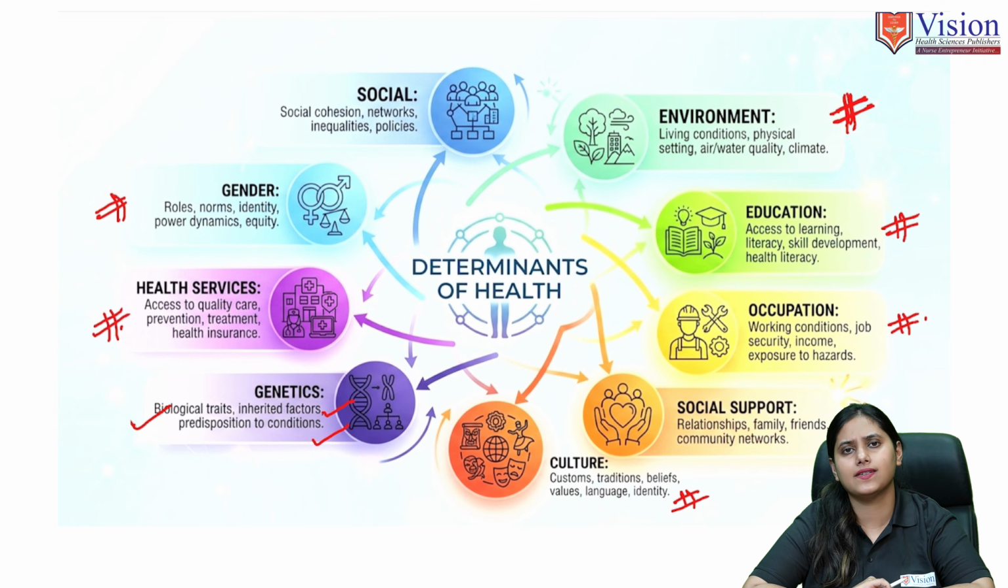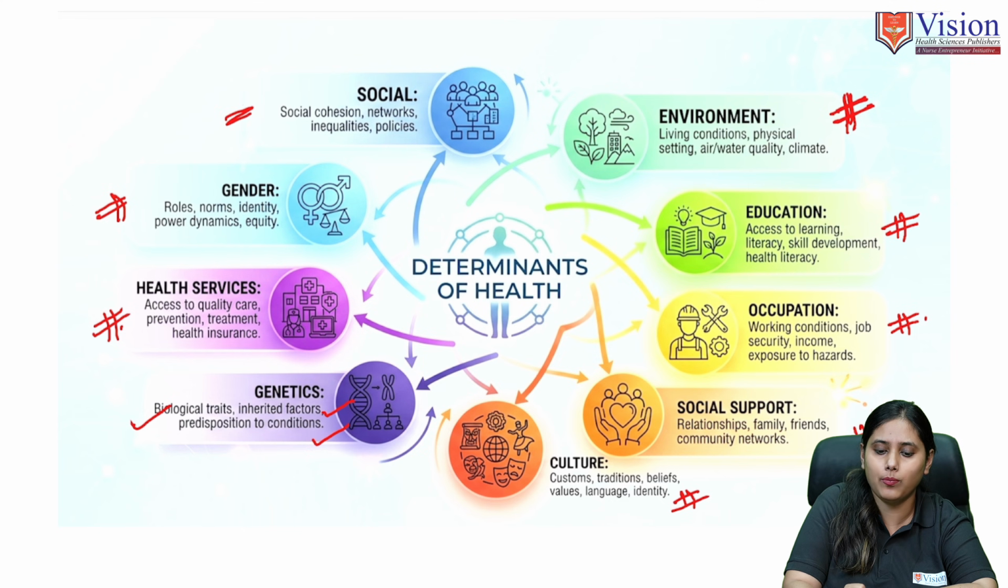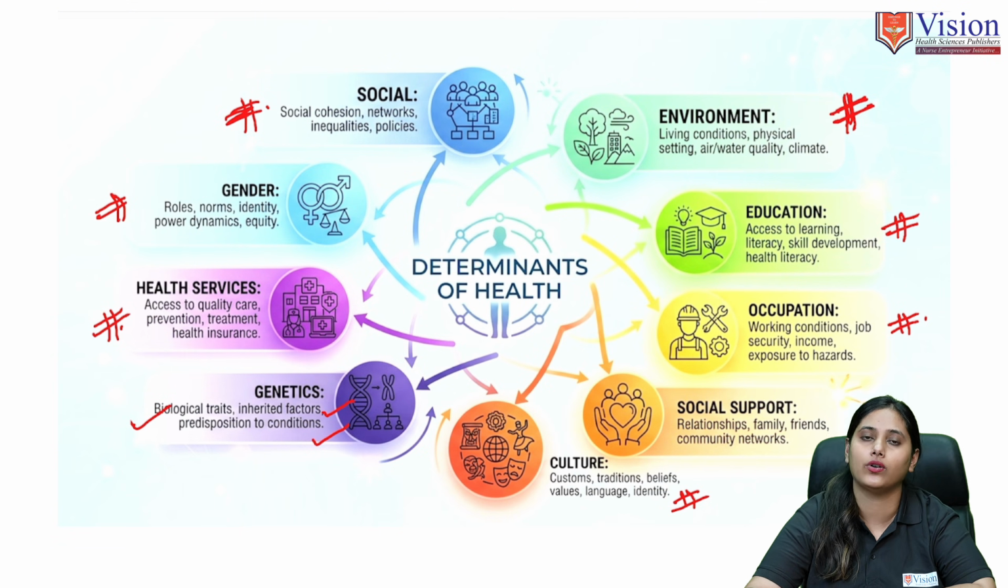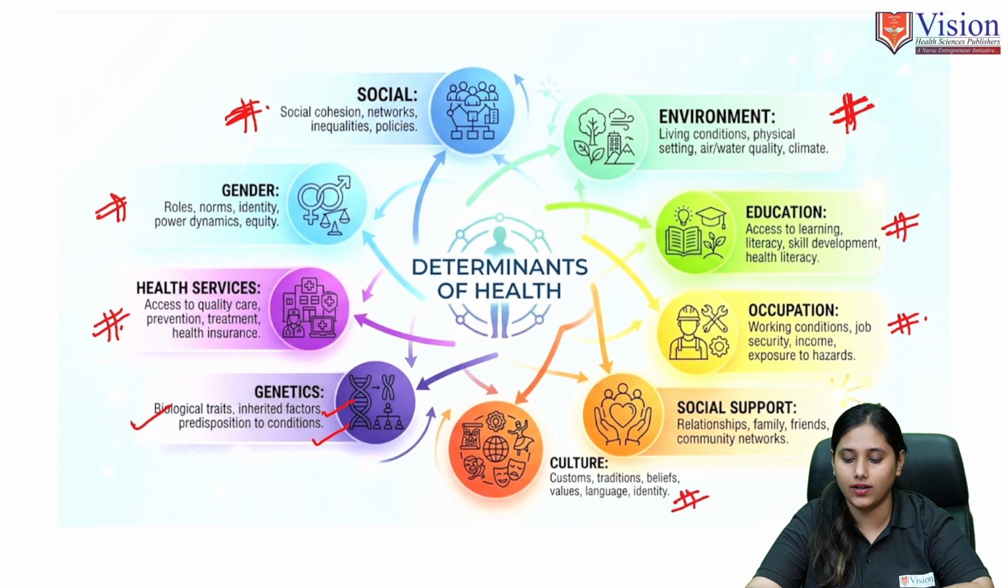There are specific diseases which affect only females, and some diseases which affect only males. For example, females are more prone to osteoarthritis after menopause, and males are more prone to cardiovascular problems in the later stages. Then some policies or inequalities come under social determinants. So these are the determinants which affect health directly or indirectly: environment, education, economics, occupation, social support, culture, genetics, health services, gender, and social networks.